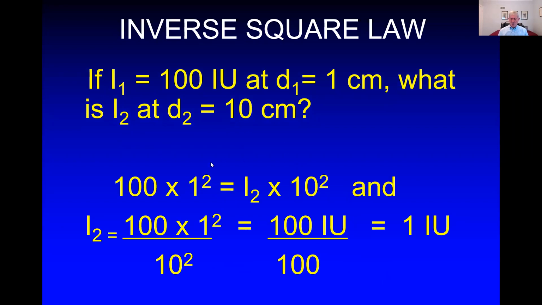Here's your math. 100 times 1 squared is I2 times 10 squared. Now, here's where I would like you to take out your calculator. And here are going to be your keystrokes. 100 times 1 x squared key divided by 10 x squared key equals. And that will give you 1. You'll see that the reading dropped from 100 to 1 exactly as we predicted because we went 10 times as far away. And conversely, if we go 10 times as close, the reading is going to go up by a factor of 100.